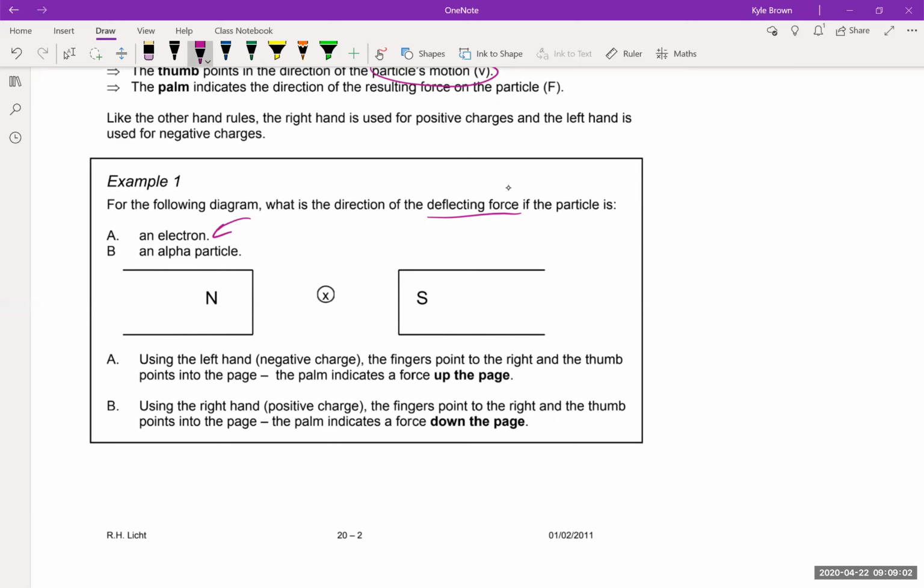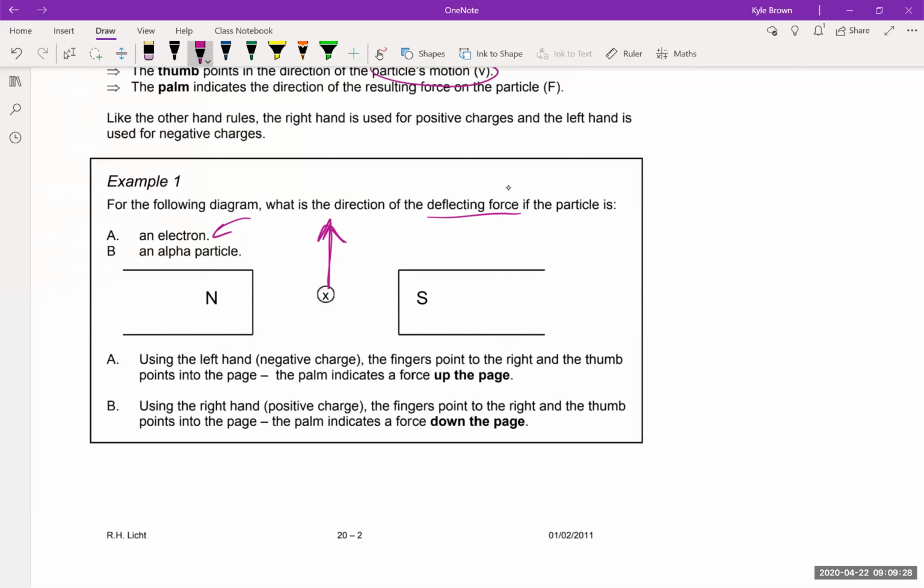And then this particle is an X, right? So that means I'm looking at the back of the arrow, so this thing's going into the page right now. That means my thumb should be pointing into the page. And if you guys are all doing the same thing right now, your palm should be pointing upward. So this particle would deflect upward. Okay, so that's the idea there.